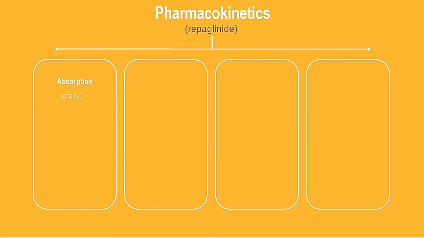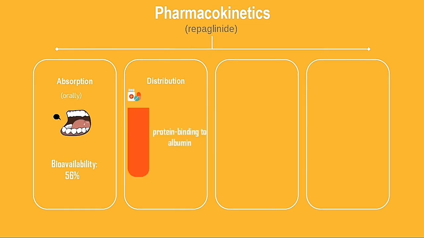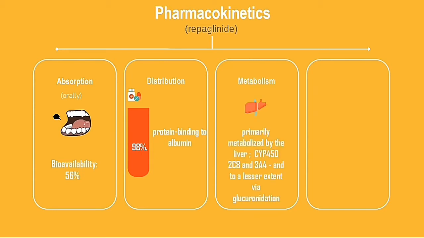I am absorbed orally and have a 56% bioavailability when absorbed from the gastrointestinal tract. My bioavailability is reduced when taken with food and my maximum concentration decreases by 20%. My protein binding to albumin is greater than 98% and I am primarily metabolized by the liver, specifically CYP450 2C8 and 3A4, and to a lesser extent via glucuronidation. My metabolites are inactive and do not display glucose-lowering effects.